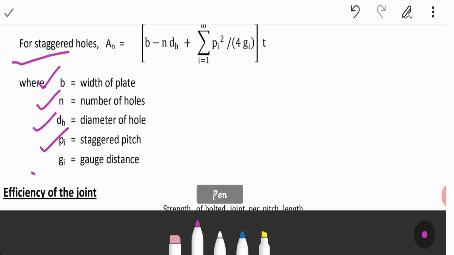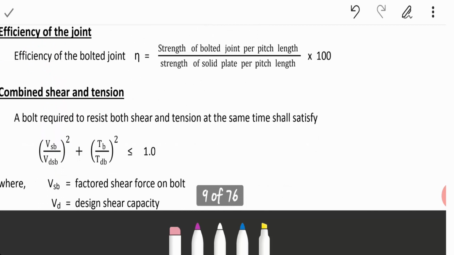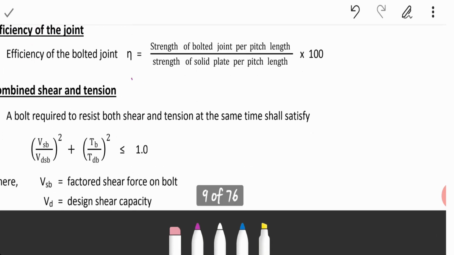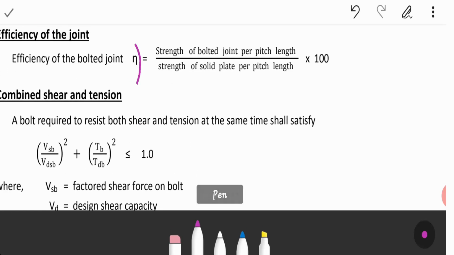Now I will discuss about efficiency of the joint. Efficiency of the bolt joint, which is denoted by eta. Okay. Efficiency of the bolt joint is equal to strength of bolt joint per pitch length divided by strength of solid plate per pitch length into 100. Its unit is percentage. Okay.